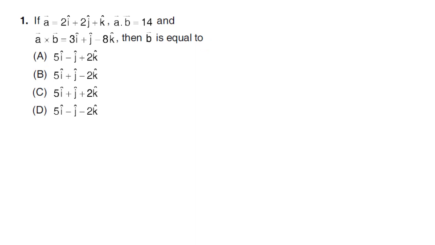So given that A is 2i plus 2j plus k. So if you consider B as B1i plus B2j plus B3k, then A dot B can be written as 2B1 plus 2B2 plus B3, because A dot B is A1B1 plus A2B2 plus A3B3. And here it is given that value is 14.